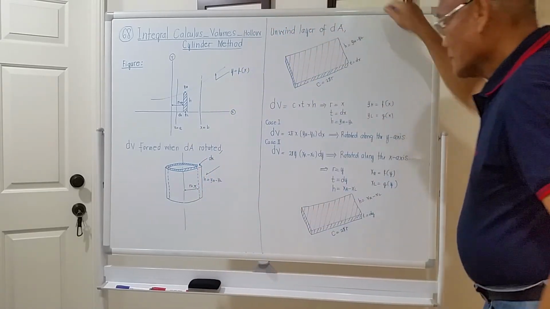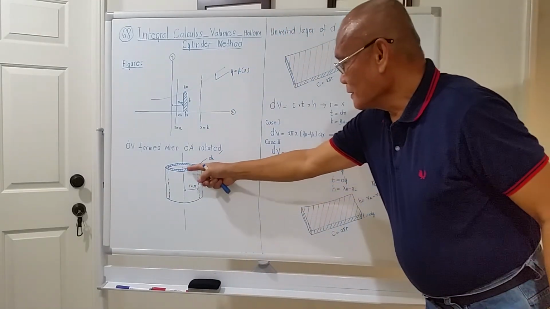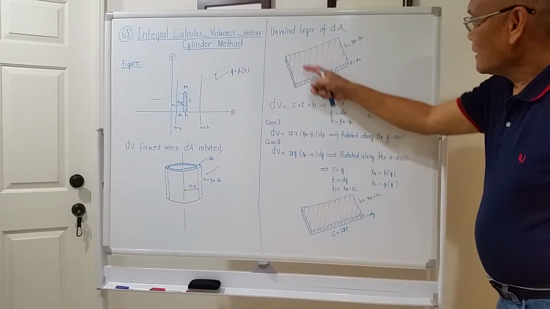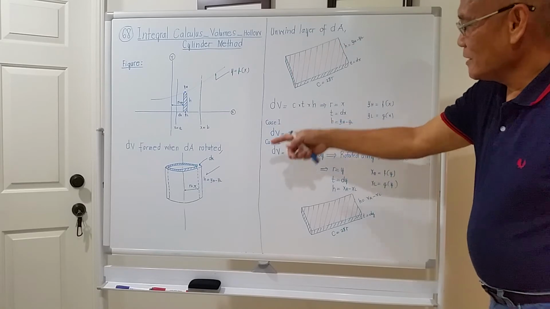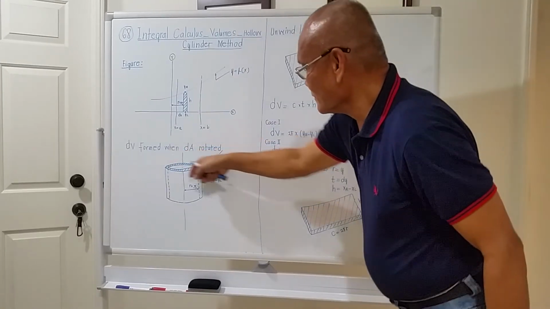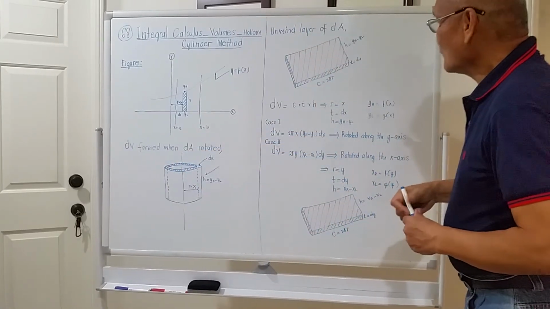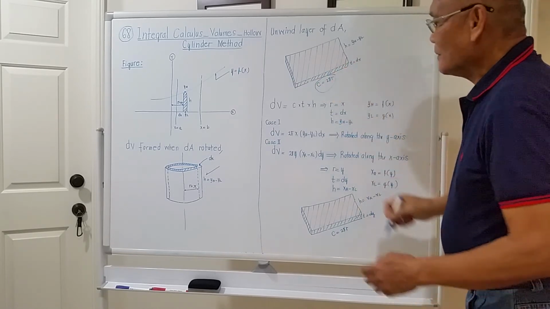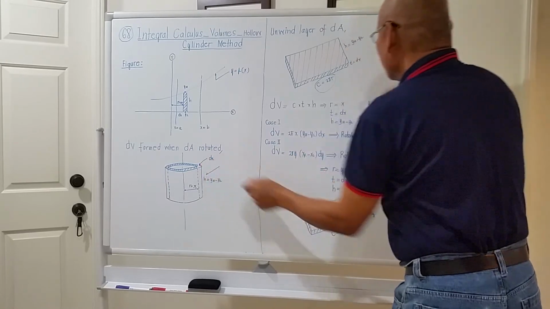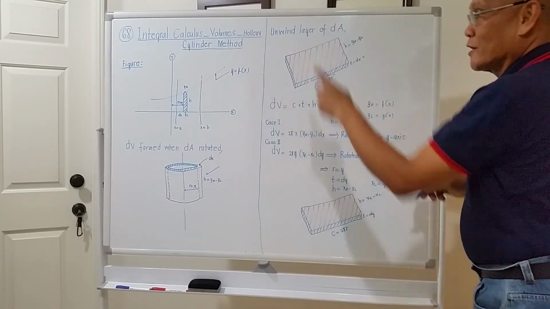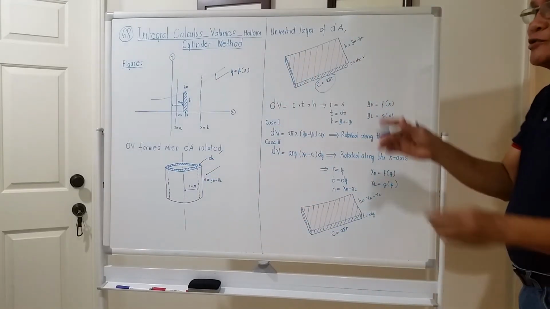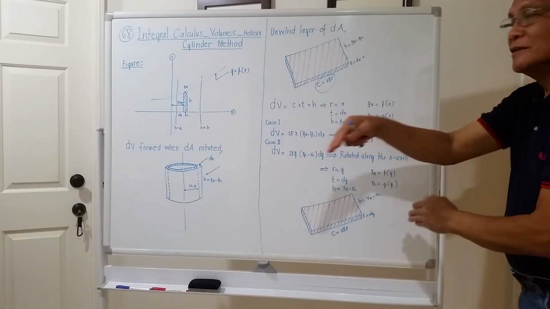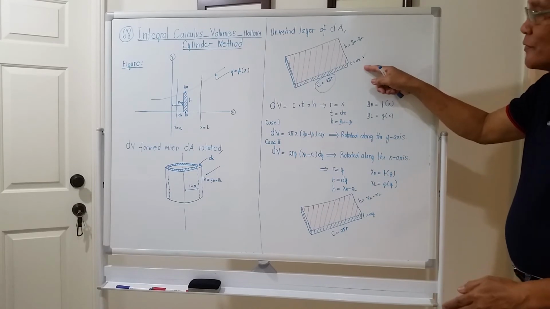Unwind layer of differential area. We cut it here, then we try to spread out. So actually, this total length is the circumference, right? And we know that circumference is 2 pi r. The thickness is dx. That is for case number 1. If the hollow cylinder is to be rotated with respect to the y-axis, the thickness should be dx.